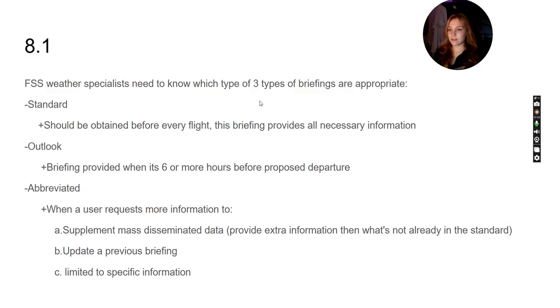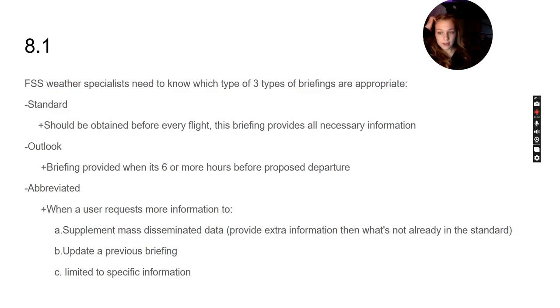So the FSS weather specialists need to know which three types of briefing are appropriate. So like what type of briefing you need. So there's the standard briefing, which should be obtained before every flight. This briefing provides all necessary information. The outlook briefing, which is provided 6 or more hours before the proposed departure. So if you're planning a trip later.